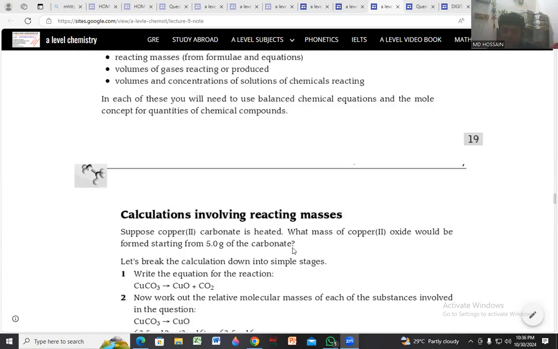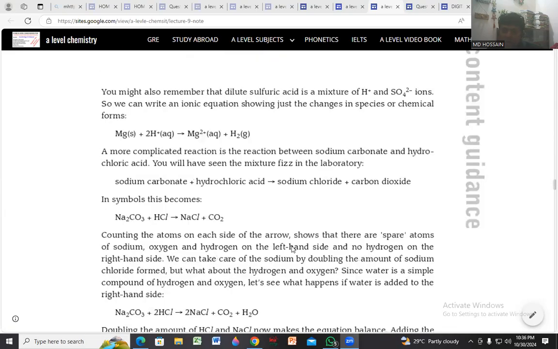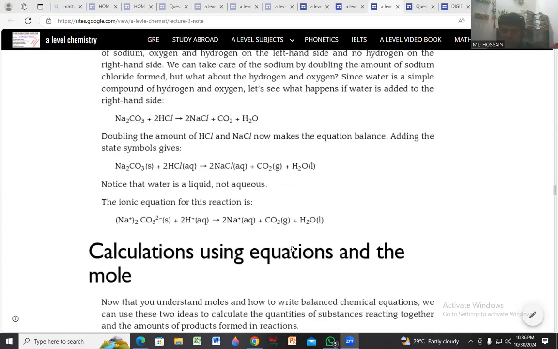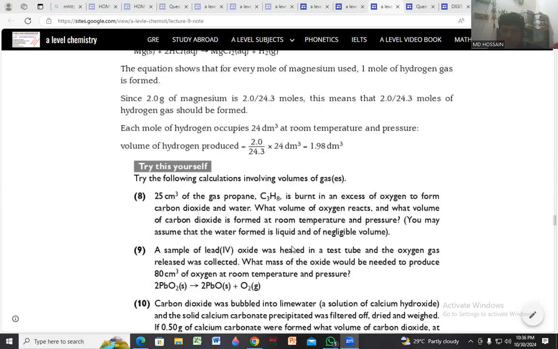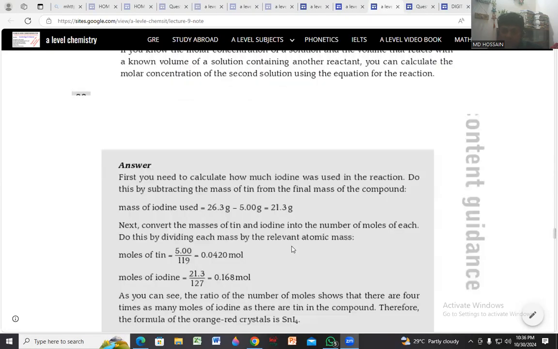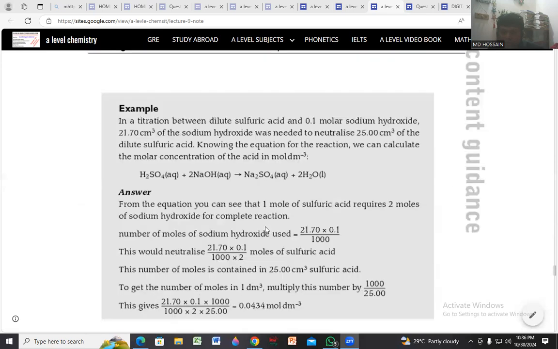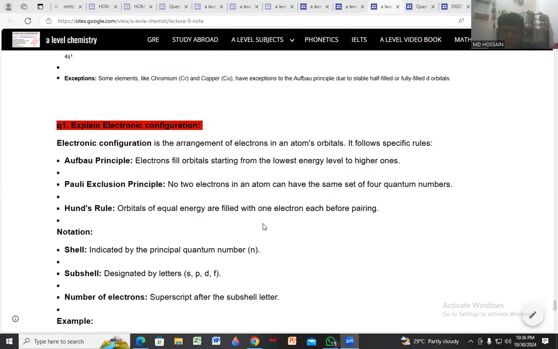In our early classes, we discussed the balancing process, right? I also told you the tricky method of the balancing process so that you can easily balance any equation. Okay, so now we are going to the next portion.